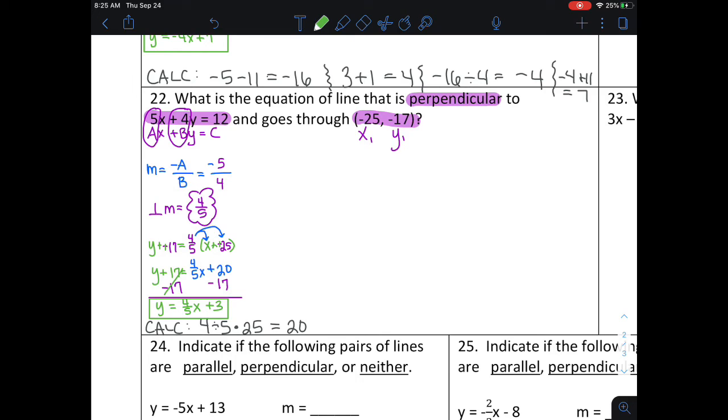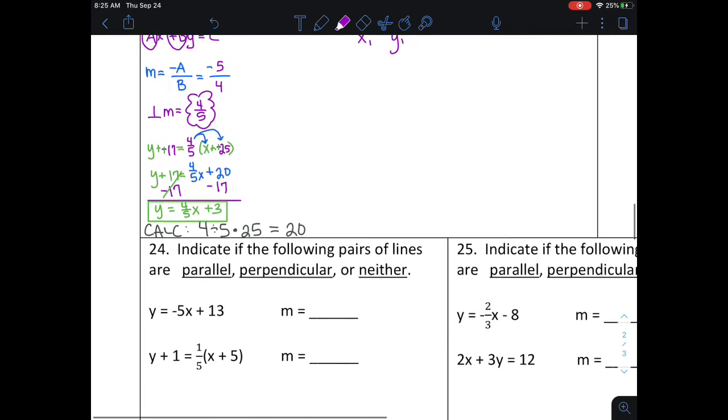All right, and to be honest, I could have stopped at this, okay? But I just kept going, I'm sorry. But yeah, you could have stopped there. If you look at the answer choices and they're in point-slope form, stop at point-slope form like I did on that other problem. All right, 23 is just like this one.